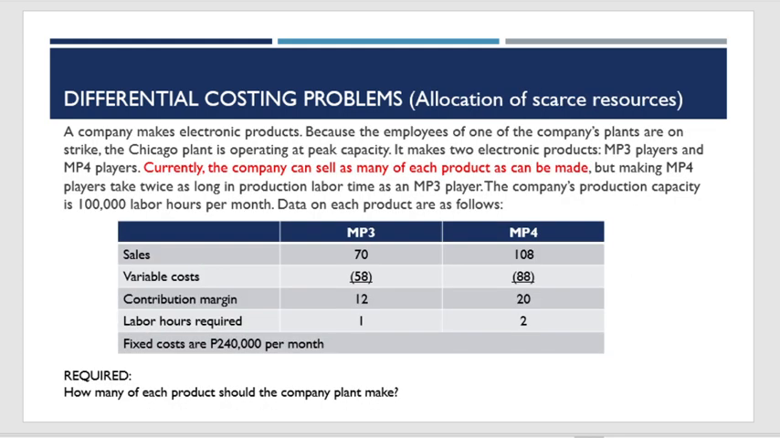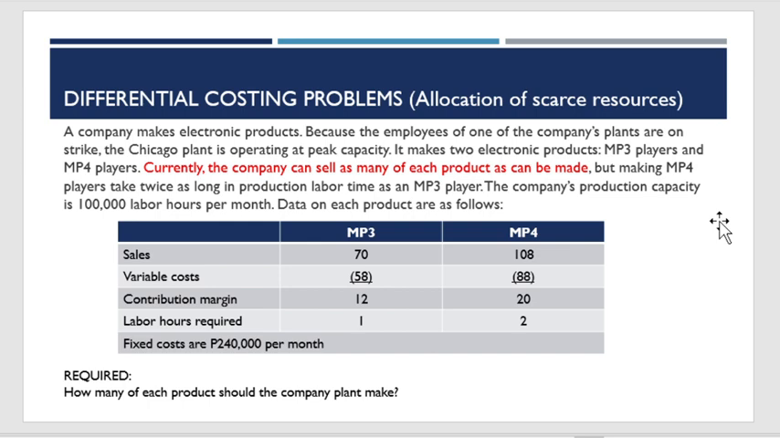Okay, let's look at another problem, the allocation of the scarce resources. When we say scarce, these are limited resources. The company makes electronic products. Because the employees of one of the company's plants are on strike, the Chicago plant is operating at peak capacity. So, at peak sila. Ibig sabihin, wala silang excess doon sa capacity. Kung ano yung capacity nila, yun din ang may demand. Kumbaga, wala silang pahinga. Kumbaga, this is a peak season for them.